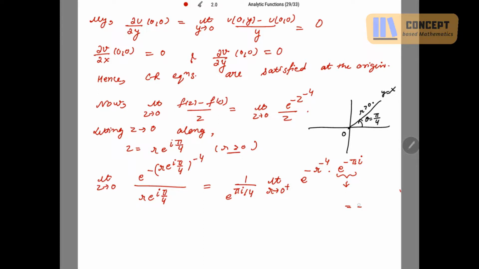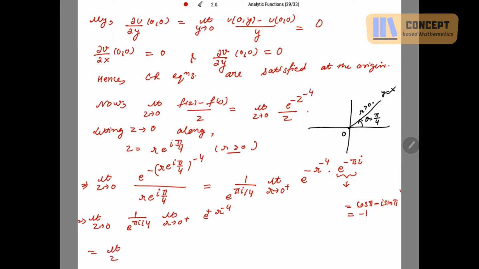By Euler's formula, this is equal to cos of pi minus iota sine of pi, because there is a negative here. So cos of pi is -1 and sine of pi is 0. So this term is -1. So the limit, this implies z tends to 0, 1 over e raised to the power pi iota by 4, limit r tends to 0 positive, e raised to the power minus r raised to the power minus 4 into -1. So this is positive.